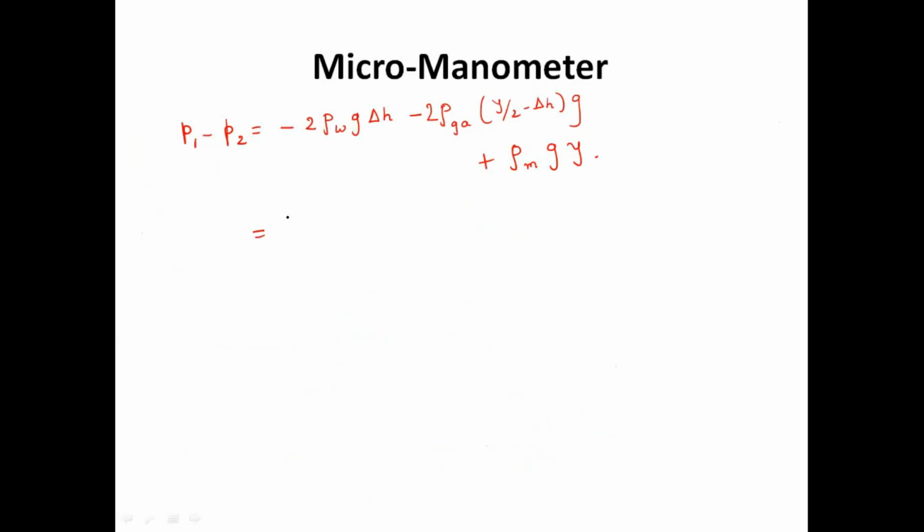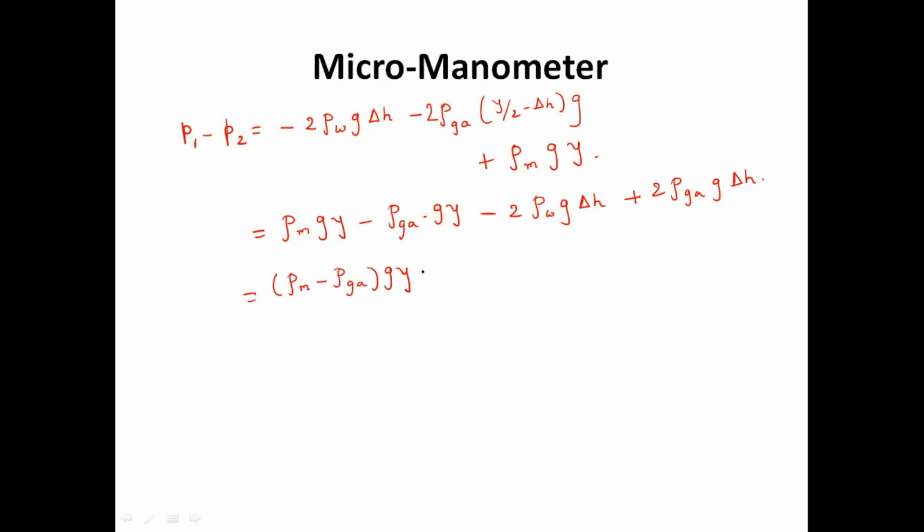So hence you are getting rho M g y minus rho gauge g y. These two you separate, and the remaining delta h term you are taking in a different manner. The remaining delta h term is 2 rho W g delta h plus 2 rho GA g delta h. This is where you are getting it. So rho M, manometric fluid minus gauge fluid difference, into g into y.